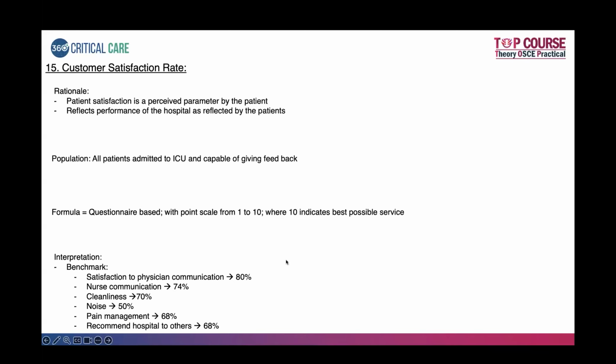Then customer satisfaction rate. So the main rationale is that patient satisfaction is a parameter perceived by the patient. It reflects the performance of the hospital as reflected by the patients. It includes all the patients admitted to the ICU capable of giving feedback. It is a questionnaire based assessment with a score of 1 to 10, where 10 indicates the best possible service.